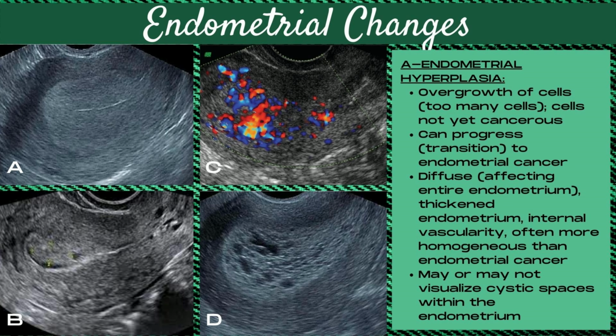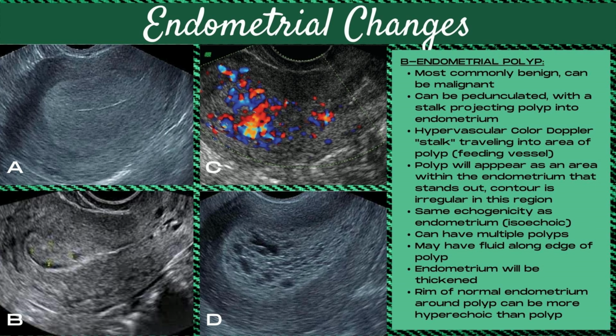And this is going to be diffuse, affecting the entire endometrium. The endometrium is going to be thickened with internal vascularity. Often it's a little bit more homogeneous than endometrial cancer, but not always. So it may be heterogeneous, and you may also visualize cystic spaces within the endometrium.